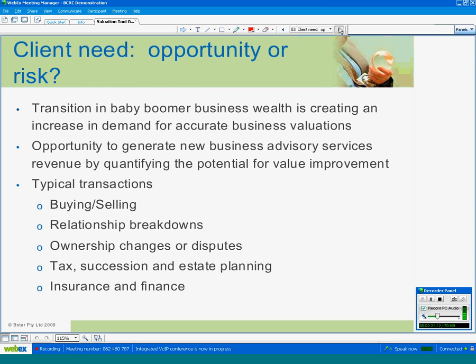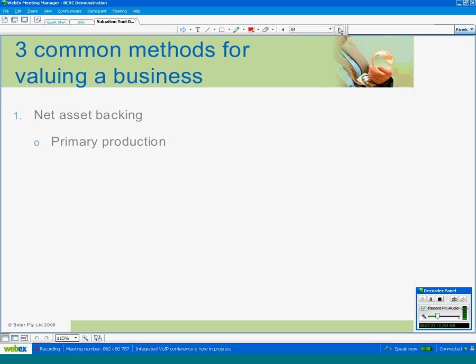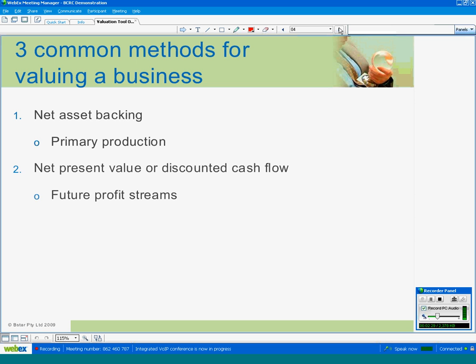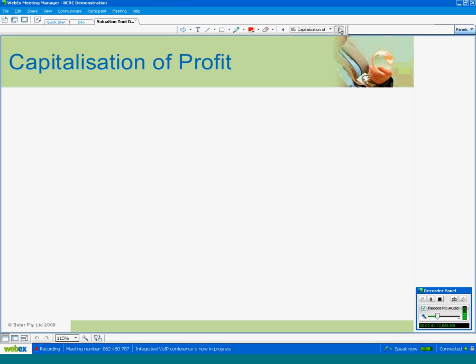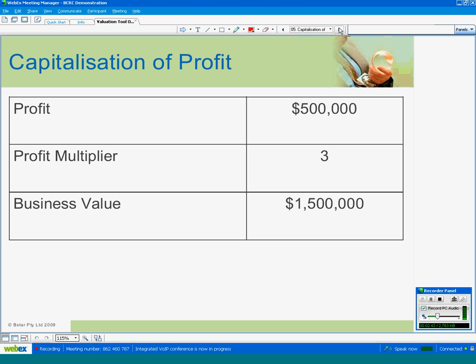There are three common or recognized methods for professional advisors to consider when valuing a business. The capitalization of profits methodology is the most commonly used method adopted by professional advisors when valuing an SME business. The difficulty for professional advisors when valuing a business using this methodology is how the profit multiplier is determined.